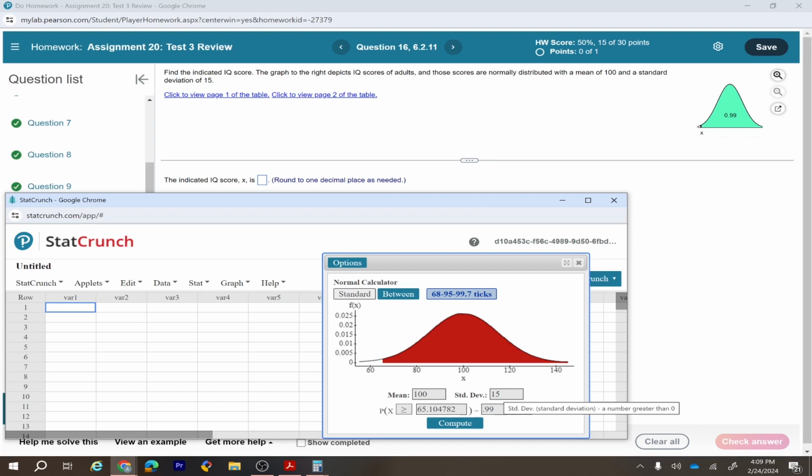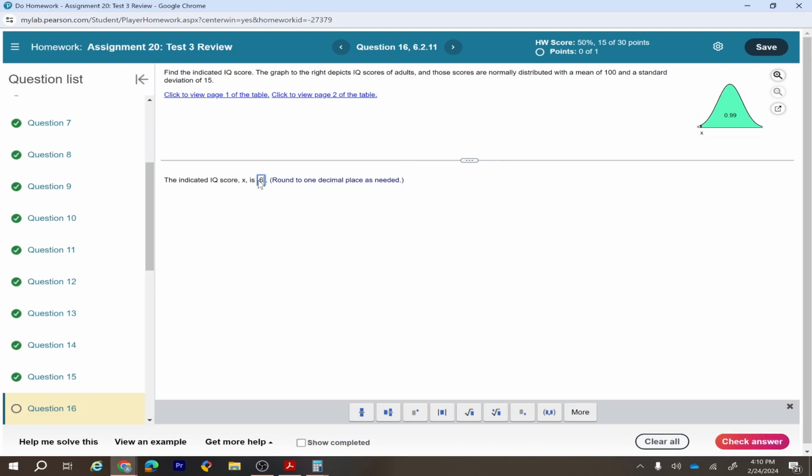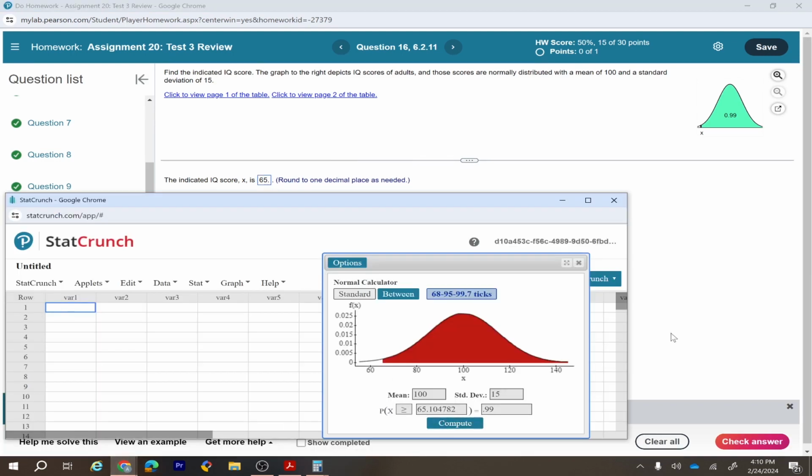You would like to find the value such that the area under the curve after that value is 99%. So that is 65 point. Let me just double check here. It's 65.1.